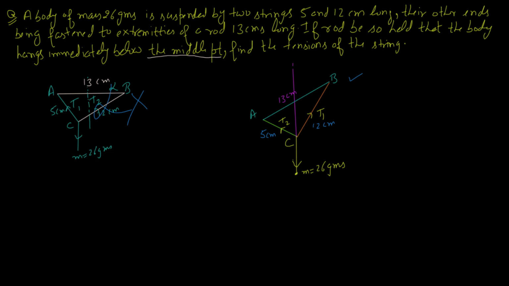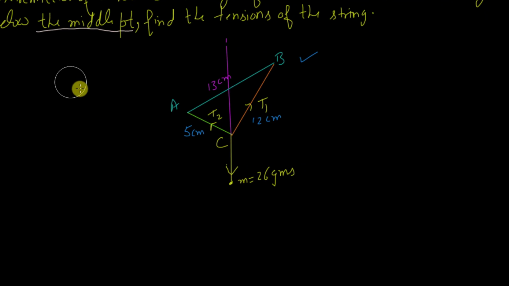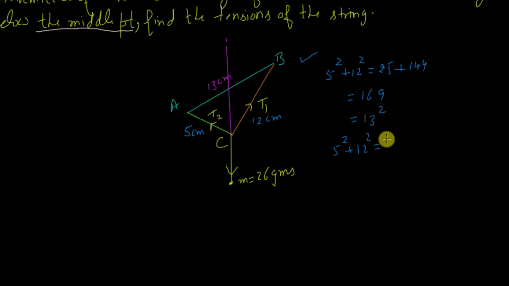So I am going to rub the earlier figure from here. I have removed the figure. Now we'll see, if this is 5 and this is 12, by Pythagoras theorem we know that 5 square plus 12 square is equal to 25 plus 144, which is further equal to 169, which is equal to 13 square. So 5 square plus 12 square is equal to 13 square. Instead of 169 I am going to write 13 square.